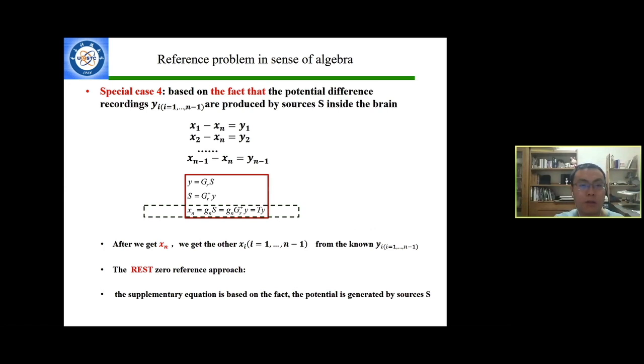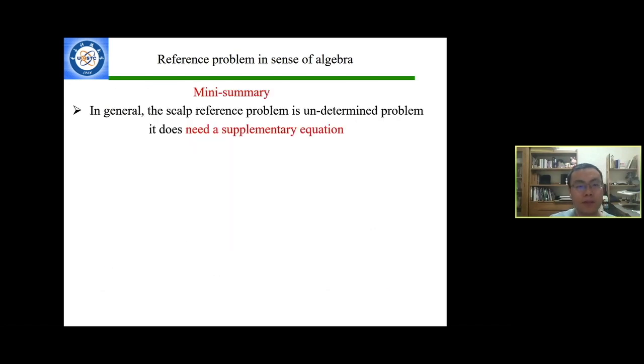For special case 4, based on the fact that the potential difference recordings yi are produced by sources S inside the brain, and after we get the xn, we get the other xi from the known yi. The REST zero reference approach is that the supplementary equation is based on the fact that the potential is generated by sources S. So I will give a mini summary about the reference problem in terms of algebra.